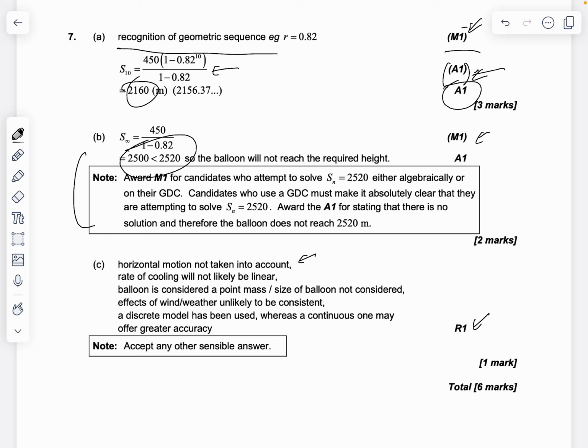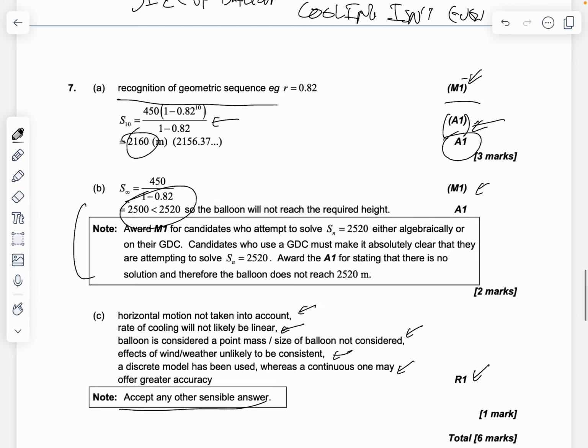So what do they say here? Horizontal, we talked about. Rate of cooling not linear, so we talked about that. The cooling won't be as smooth. Balloon is a point mass. That is a physics thing saying that the size is not considered. They're considering it to be exactly in 1 point. Weather, unlikely to be consistent, so we talked about wind. Discrete has been used. Continuous one may be greater accuracy. What that means is they're only considering every 1 minute: 1 minute, 2 minutes, 3 minutes, 4 minutes. The model might not work for 10.7 minutes or pi minutes or something like that. But once again, any sensible answer is taken. So as long as you write something, usually it's okay.